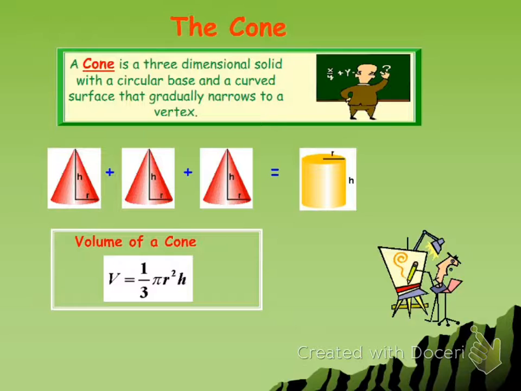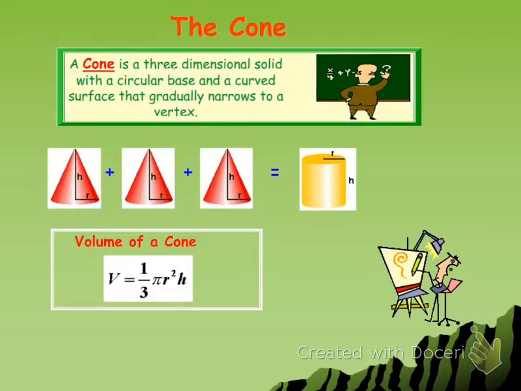So when we move on to cones, it will also seem pretty familiar. A cone is a 3-dimensional solid with a circular base and a curved surface that gradually narrows to a vertex, meaning that top point. That's what we would call the vertex.